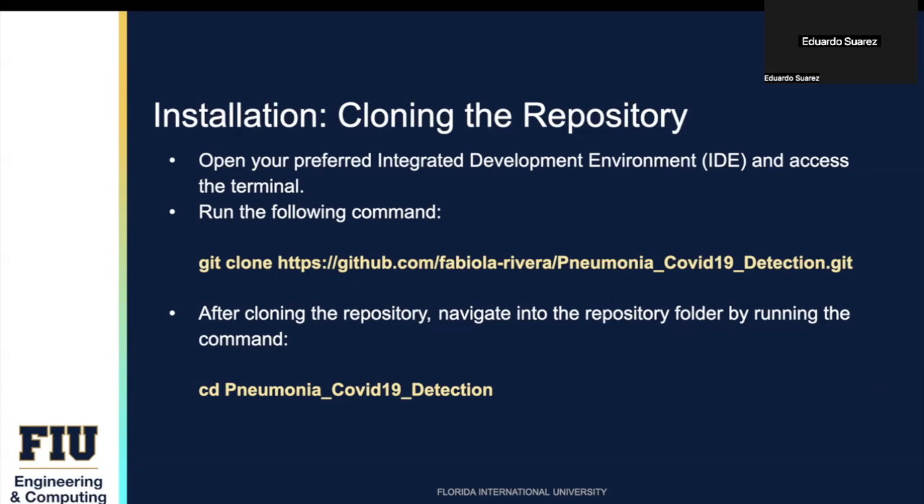Create a new directory named pneumonia_COVID-19_detection in your current directory, and download all the repository's files, branches, and commit history into the new directory. After cloning the repository, navigate into the repository folder by running the following command, which is cd, and then again, pneumonia_COVID-19_detection.